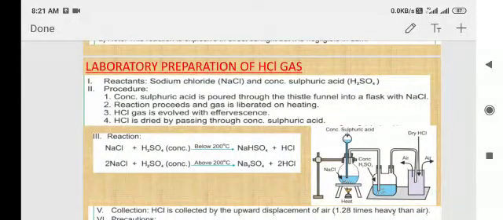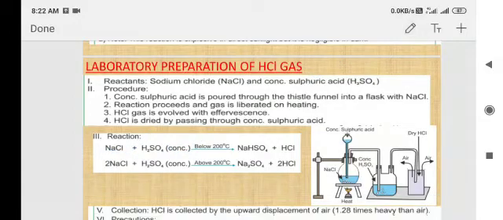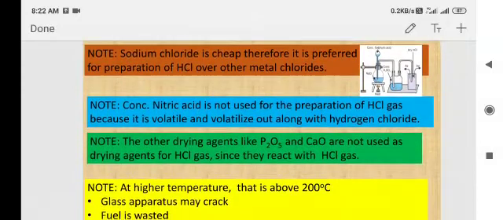Through the last video, we discussed the laboratory preparation of HCl gas by reacting NaCl and H2SO4. The entire story we have discussed through the last video. Today, I'm moving forward with some more topics related to the laboratory preparation.